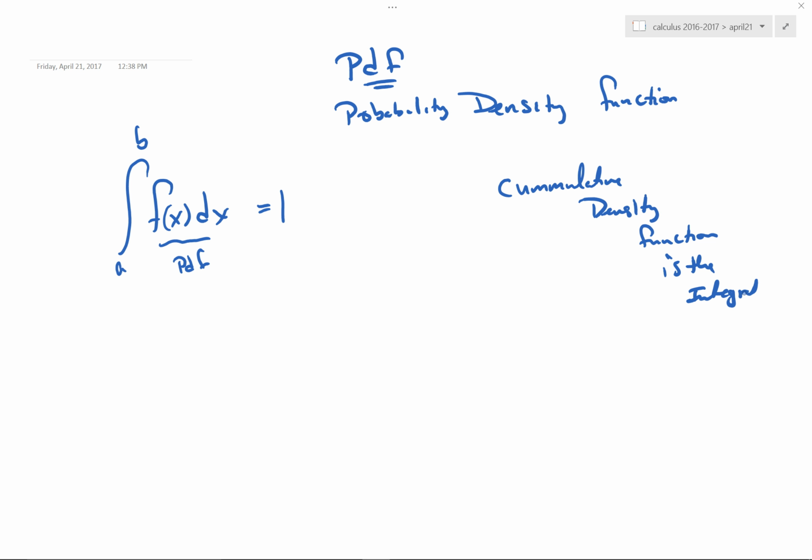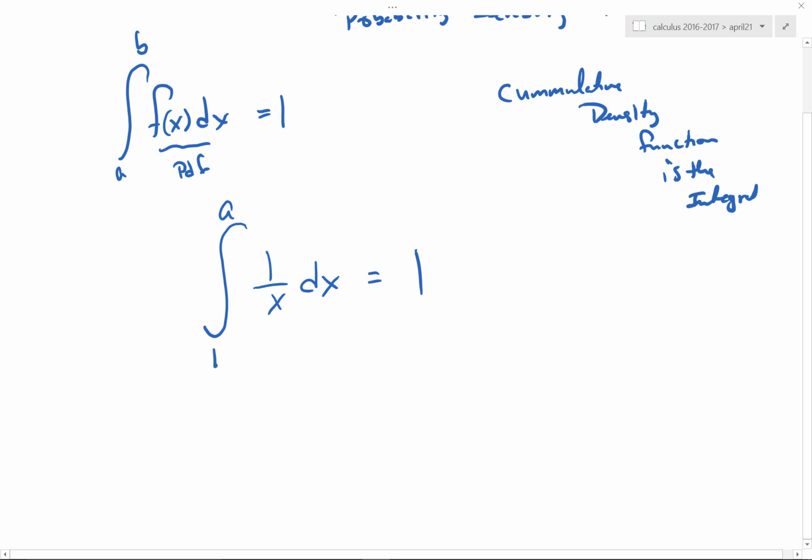Now, can you give us an example? Yes, please. Take the integral of 1 over x dx. Let's integrate it from 1 to some value a. Listen, friends, I would like to find out what a would have to be to get 1.